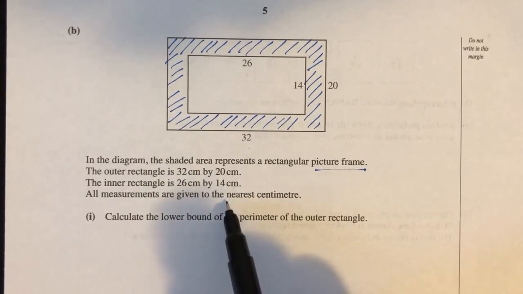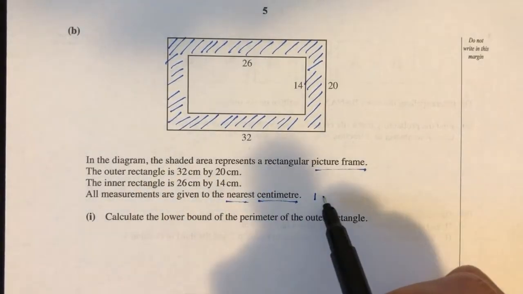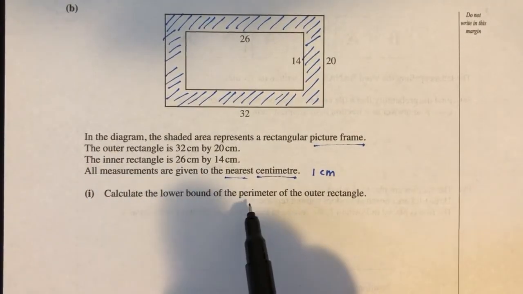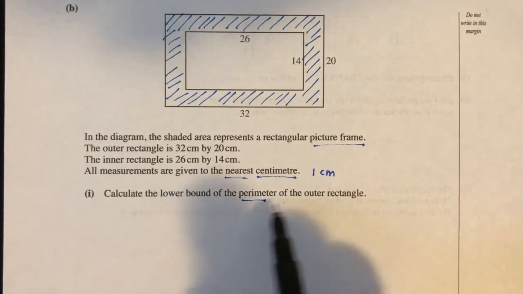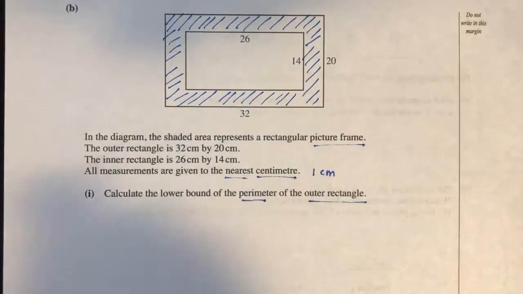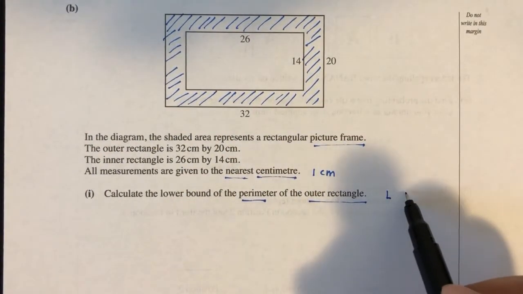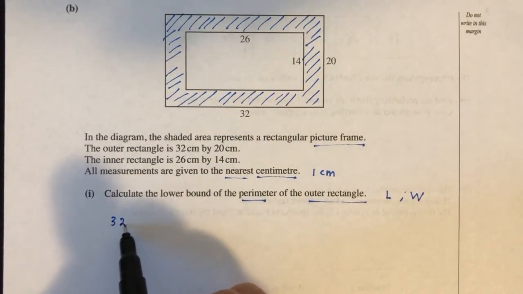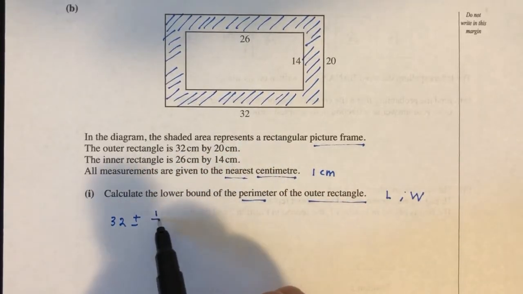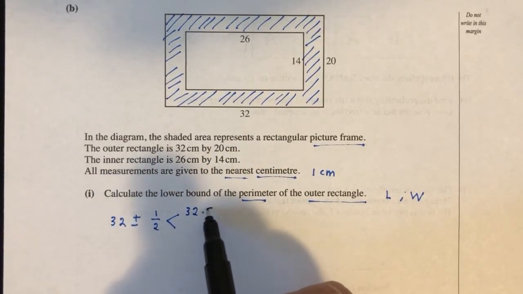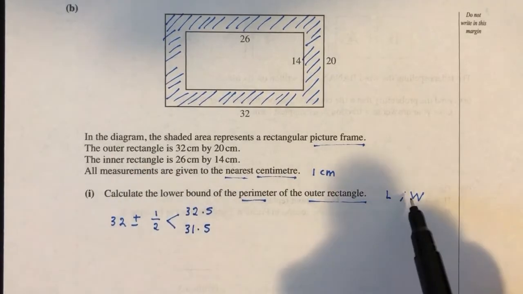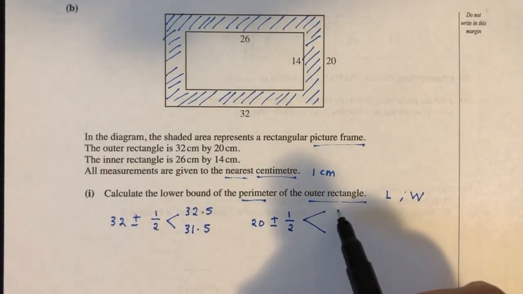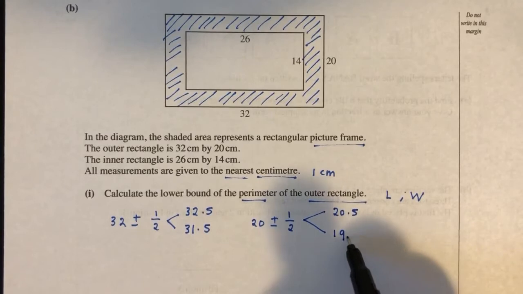All the measurements are given to the nearest centimeter, which is 1 centimeter, right? Now question part 1, calculate the lower bound of the perimeter of the outer rectangle. So the outer rectangle has a length and width. What is the lower bound for this length? It will be 32 plus minus 1 over 2, that will be 32.5 and 31.5. And for its width, 20 plus minus 1 over 2, that will be 20.5 or 19.5.